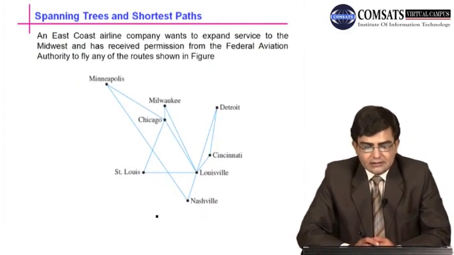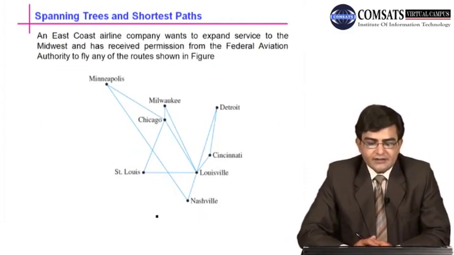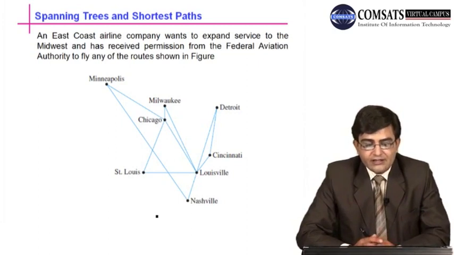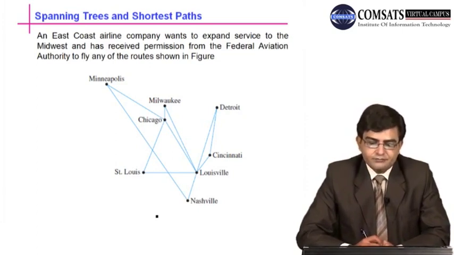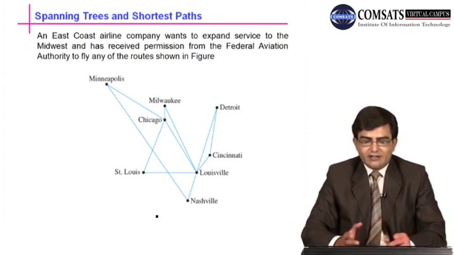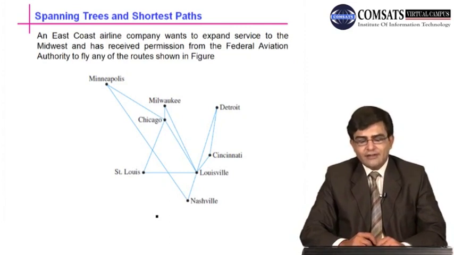Now let's discuss what spanning trees are and how to find the shortest paths in the given graphs. This is an example and motivation for how, why, and where we need to find shortest paths, and how trees help us to find the shortest paths. An East Coast airline company wants to expand service to the Midwest and has received permission from the Federal Aviation Authority to fly any of the routes shown in the figure.